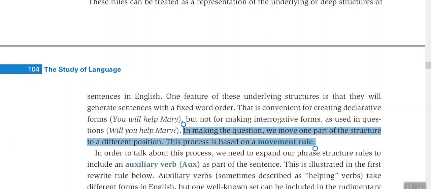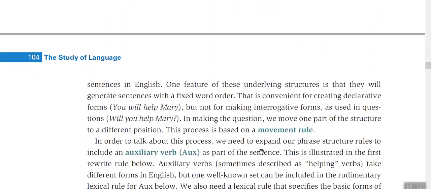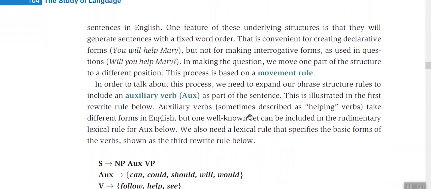For example, if we talk about this process, we need to expand our phrase structure to include what? An auxiliary verb, which is auxiliary. This is an abbreviation. Aux means auxiliary verb as a part of the sentence. This is illustrated in the first rewrite rule below. Here we have the auxiliary verbs, which are also called helping verbs. You are familiar with this, you know this.